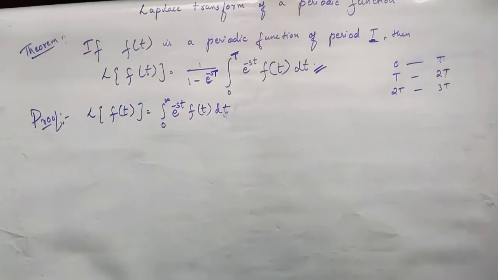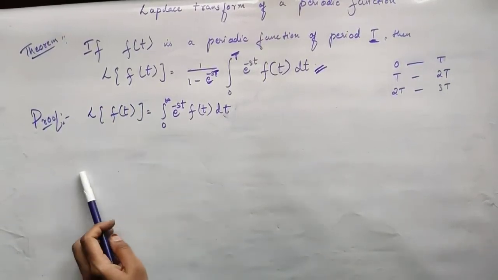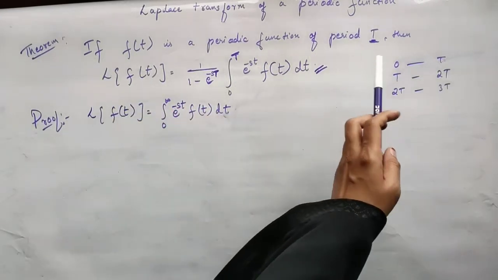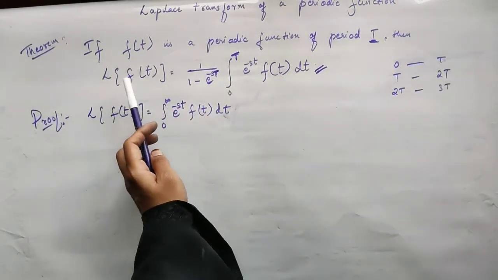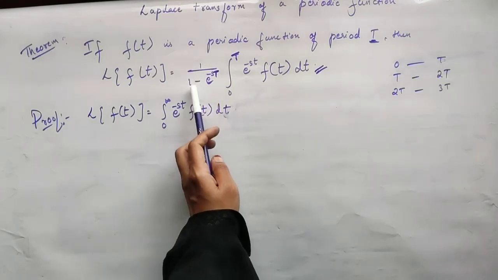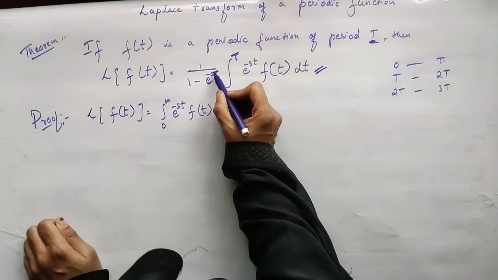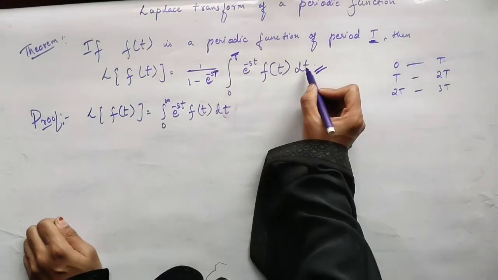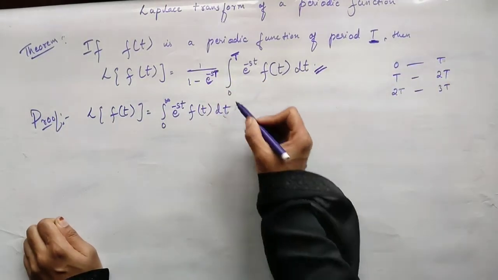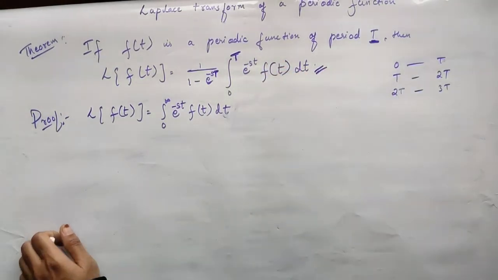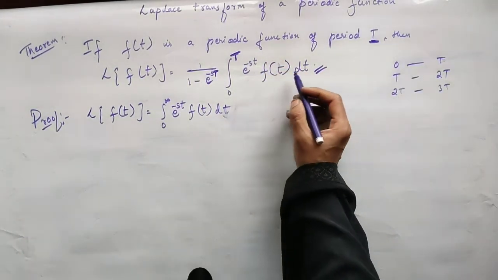The Laplace transform of a periodic function is as shown on your screen in the form of a theorem. If f of t is a periodic function with the period T, then the Laplace transform of f of t is given to be 1 divided by 1 minus e to the power minus sT, times the integration from 0 to T of e to the power minus st f of t dt. You should be very careful about this T: it is not the small t, it is the period T, capital T, which is the period of that function.